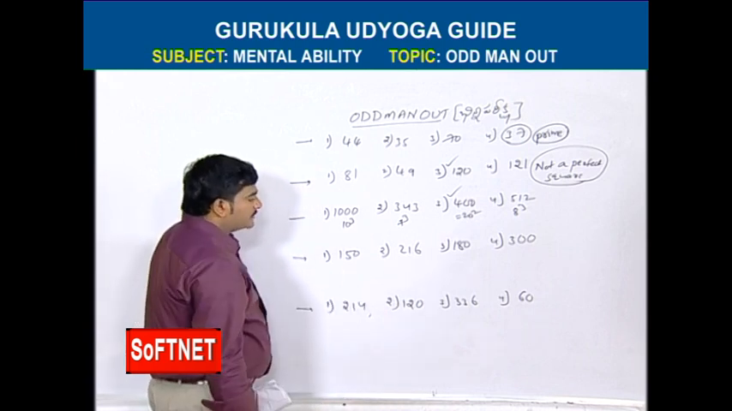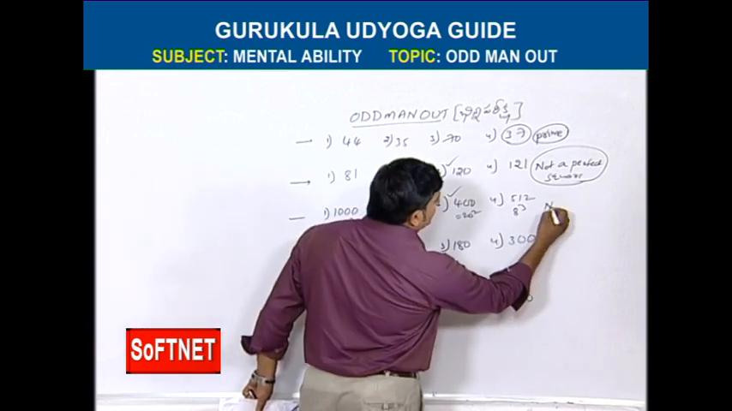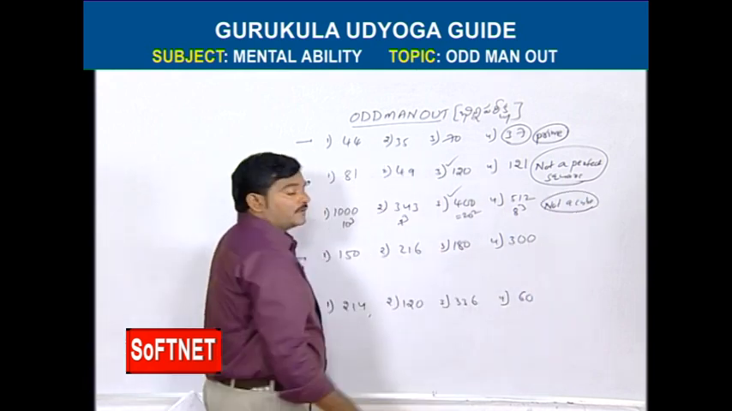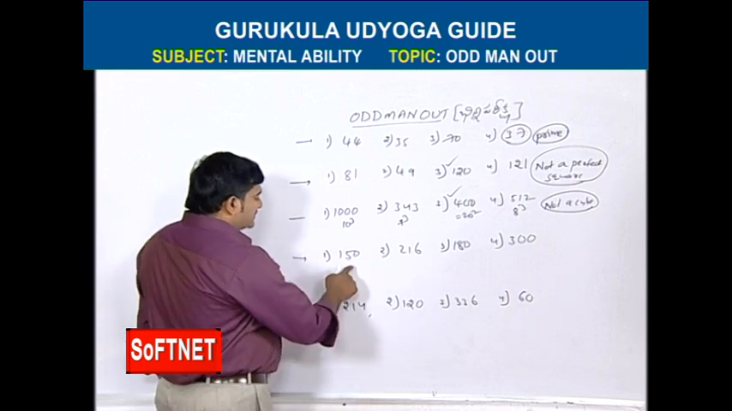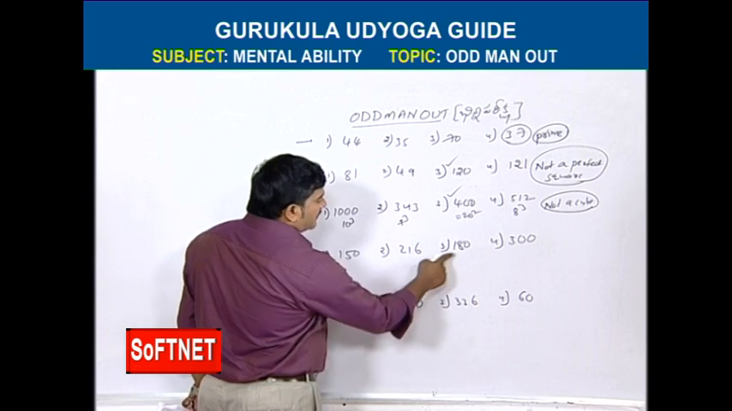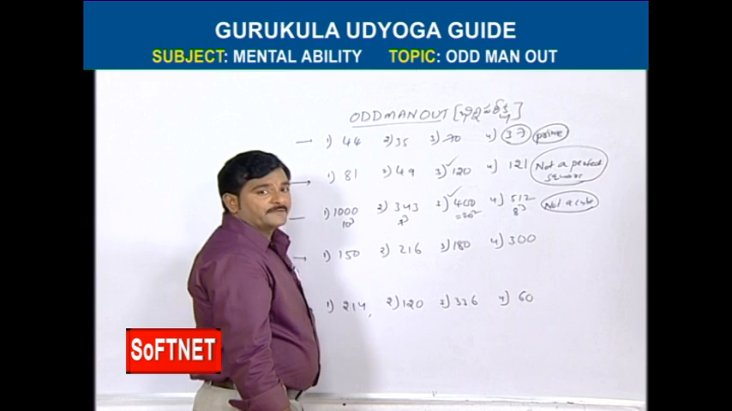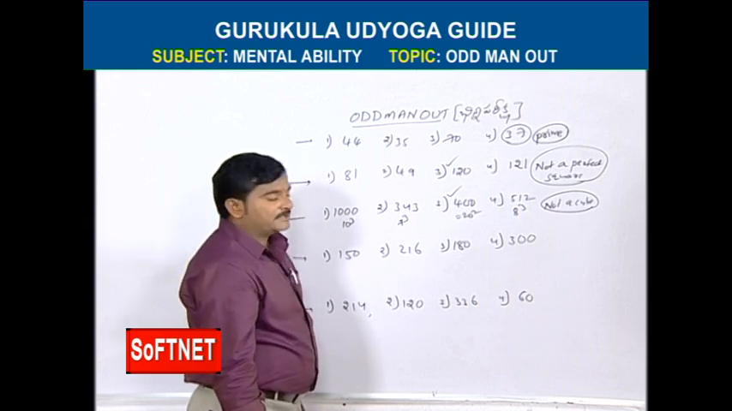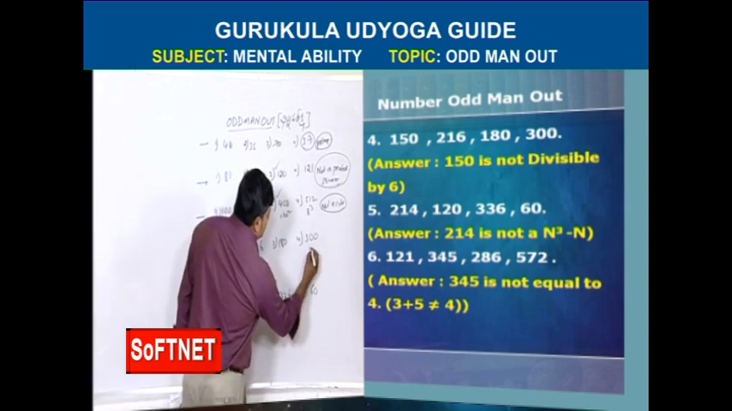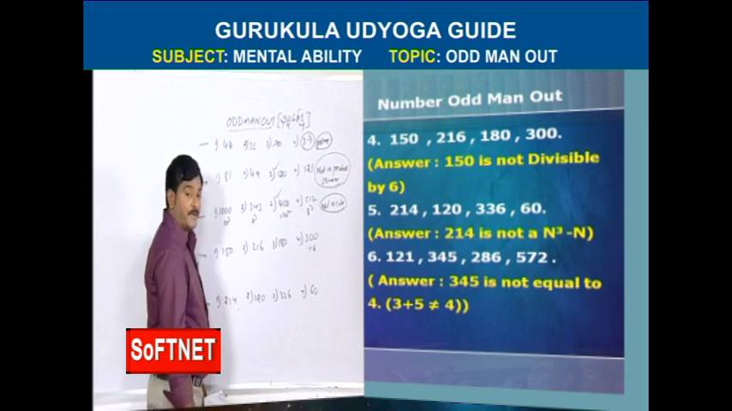Now observe this fourth question, 150. Here, if you want to write, you can write "not a cube" in general. What is the logic in that? Not a cube, you can write. See here, fourth question: 150, 216, 180, 300. What is the difference between all these? The difference is, can I say 300 is divisible by 6? Yes, 6 ones are 6, 6 50s are 300.